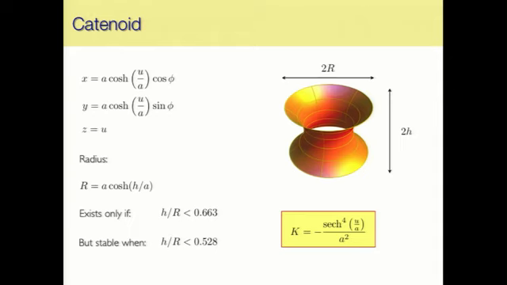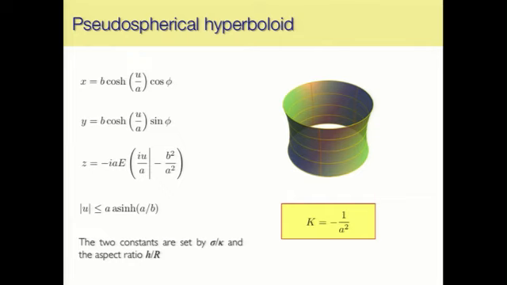Now, the same boundary can actually bound a surface of constant negative Gaussian curvature, which is like this pseudo-spherical hyperboloid. I think this is the proper name. Which again looks more or less like a barrel, like a cylinder. In this case, the expression is not that different except for the z-coordinate. This is like an elliptic integral of the second kind.